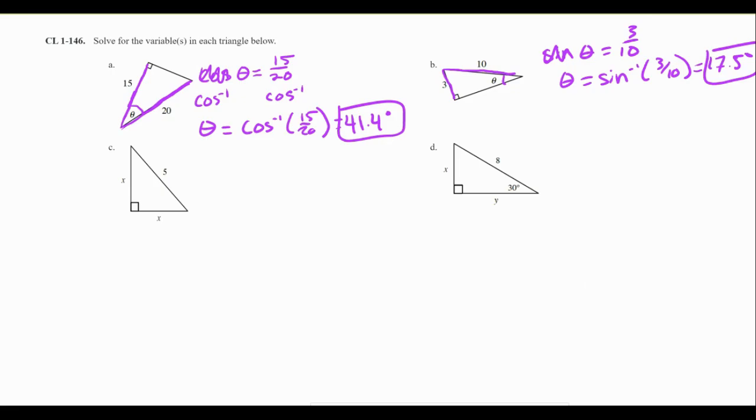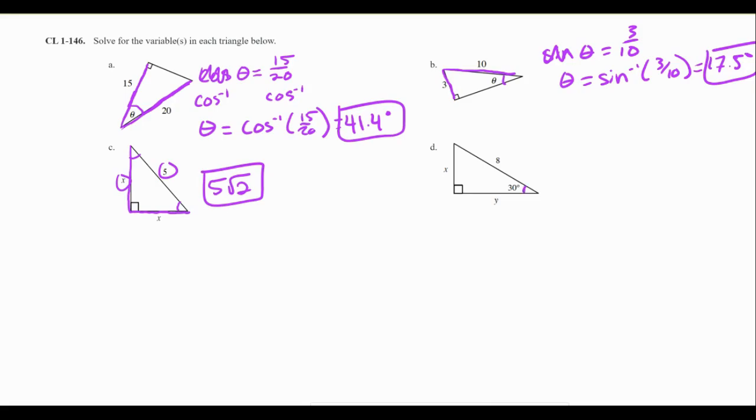Now this next one here, I have x on the outside, and I actually don't really need a calculator for this one because this is a special triangle. If I have two sides that are the same on a right triangle, I know it's a 45, 45, 90. And so that tells me that these sides here are just equal to the hypotenuse times root 2. So I got 5 root 2 on this one.